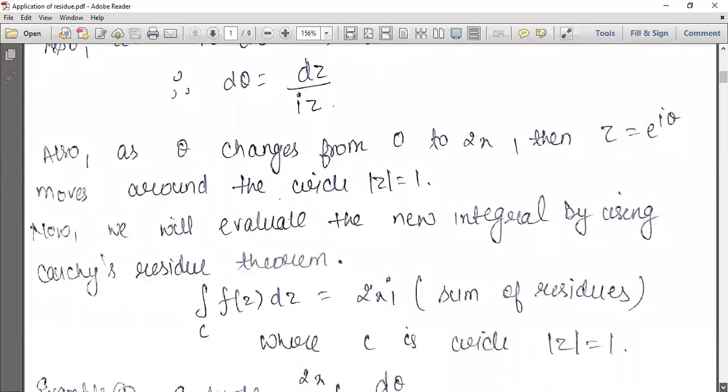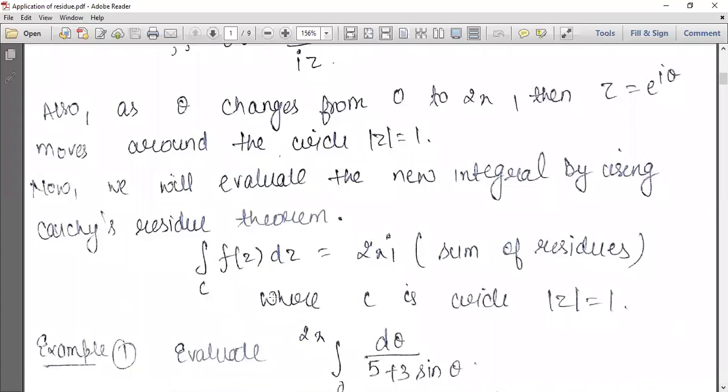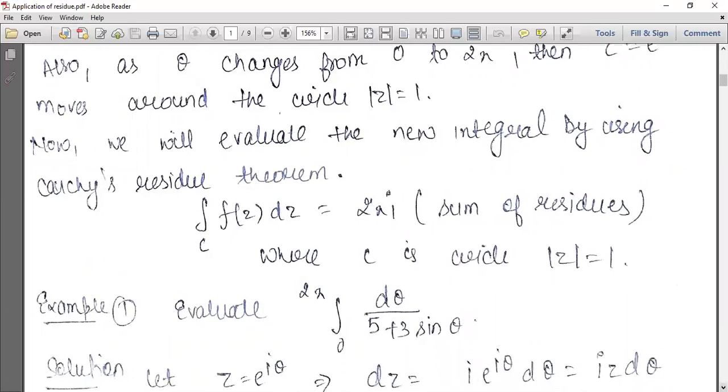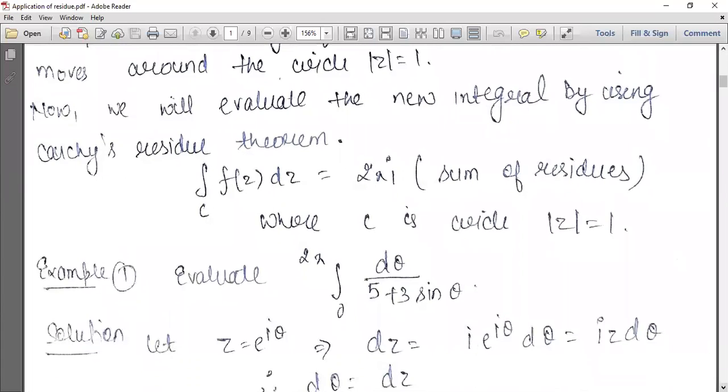And now for my final integration, I will use the Cauchy residue theorem, which says that integral over C f(z) dz will be given by 2 pi i times the sum of residues, where C is your contour of integration, which is modulus z equal to 1. So let's start with the first example.